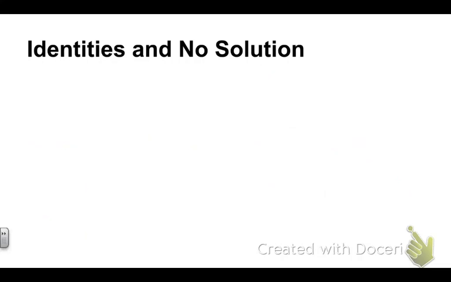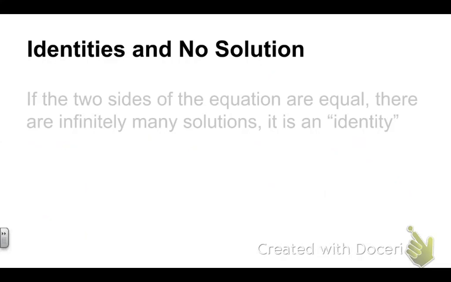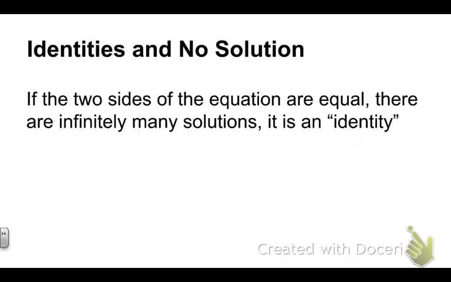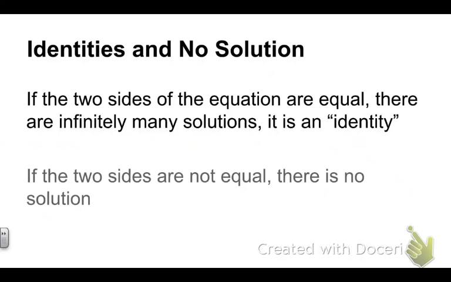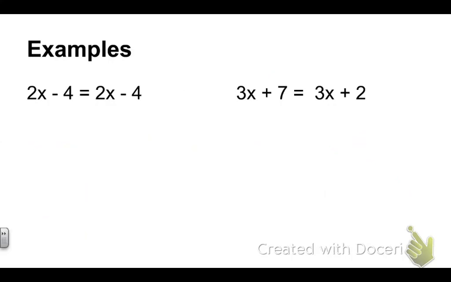Finally, I want to talk to you about identities and no solution. If the two sides of the equation are equal, there are infinitely many solutions. 1 would work, 2 would work, 3 would work, 7.3 would work, all right? And it's an identity. If the two sides are not equal, there's no solution. No number will ever make it equal. All right? So what I mean by this are these examples.